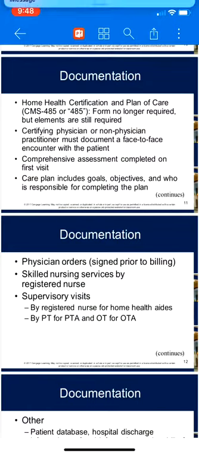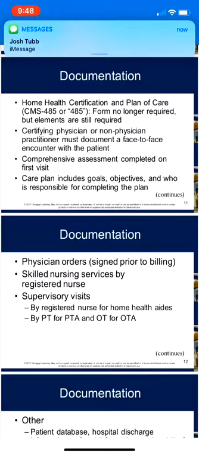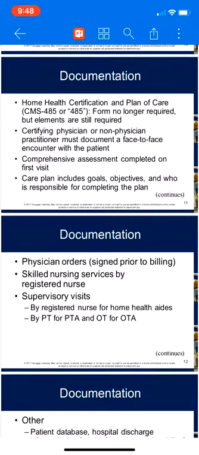Another document required for home care is the comprehensive assessment, which is completed on the first visit. This document should include the patient's present illness, history of present illness, significant past history, review of all systems, physical assessment, medications, psychological, social, and economic factors, emergency plans, and skilled nursing performed for that day. Based on the initial assessment and the patient's needs, the skilled nurse develops a care plan that includes goals, objectives, and those responsible for completing the plan.